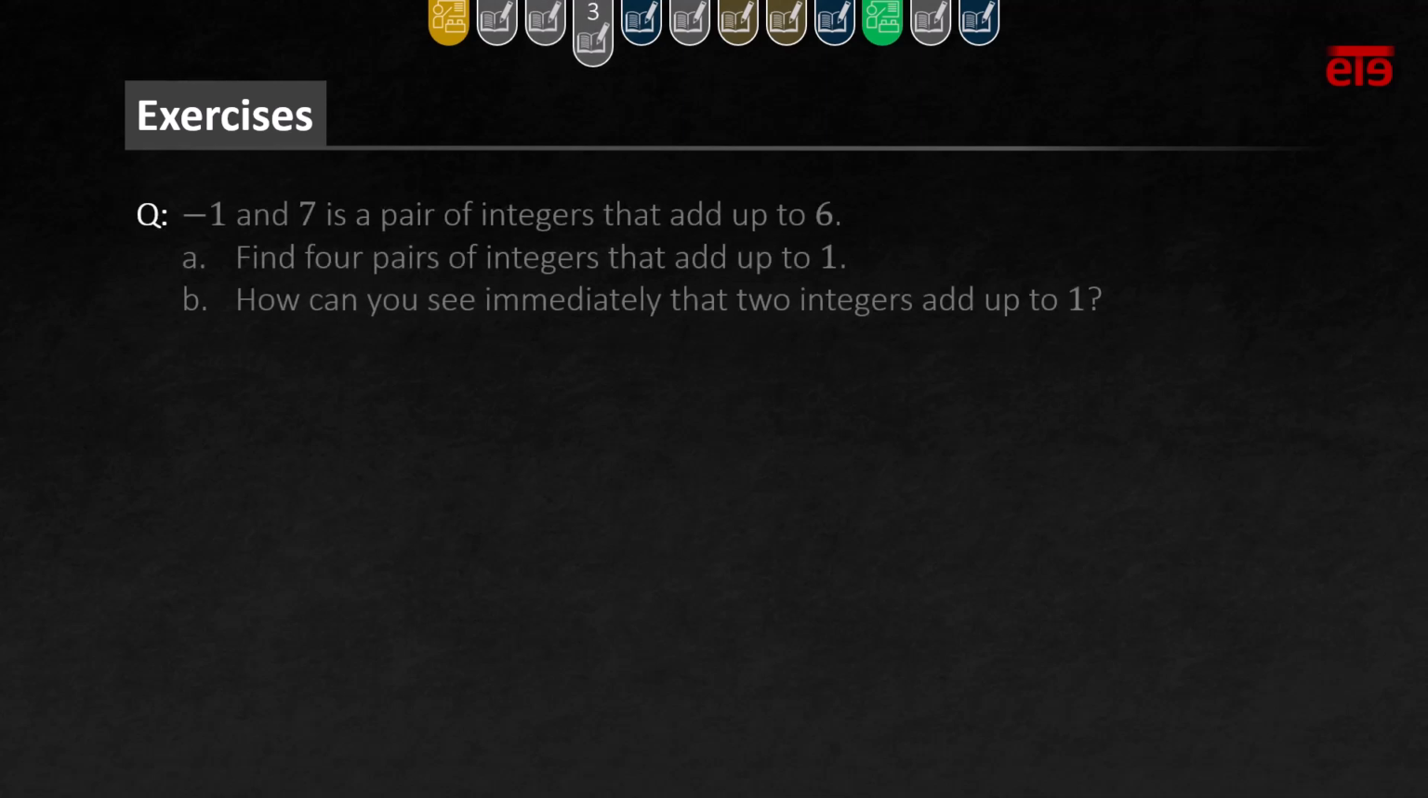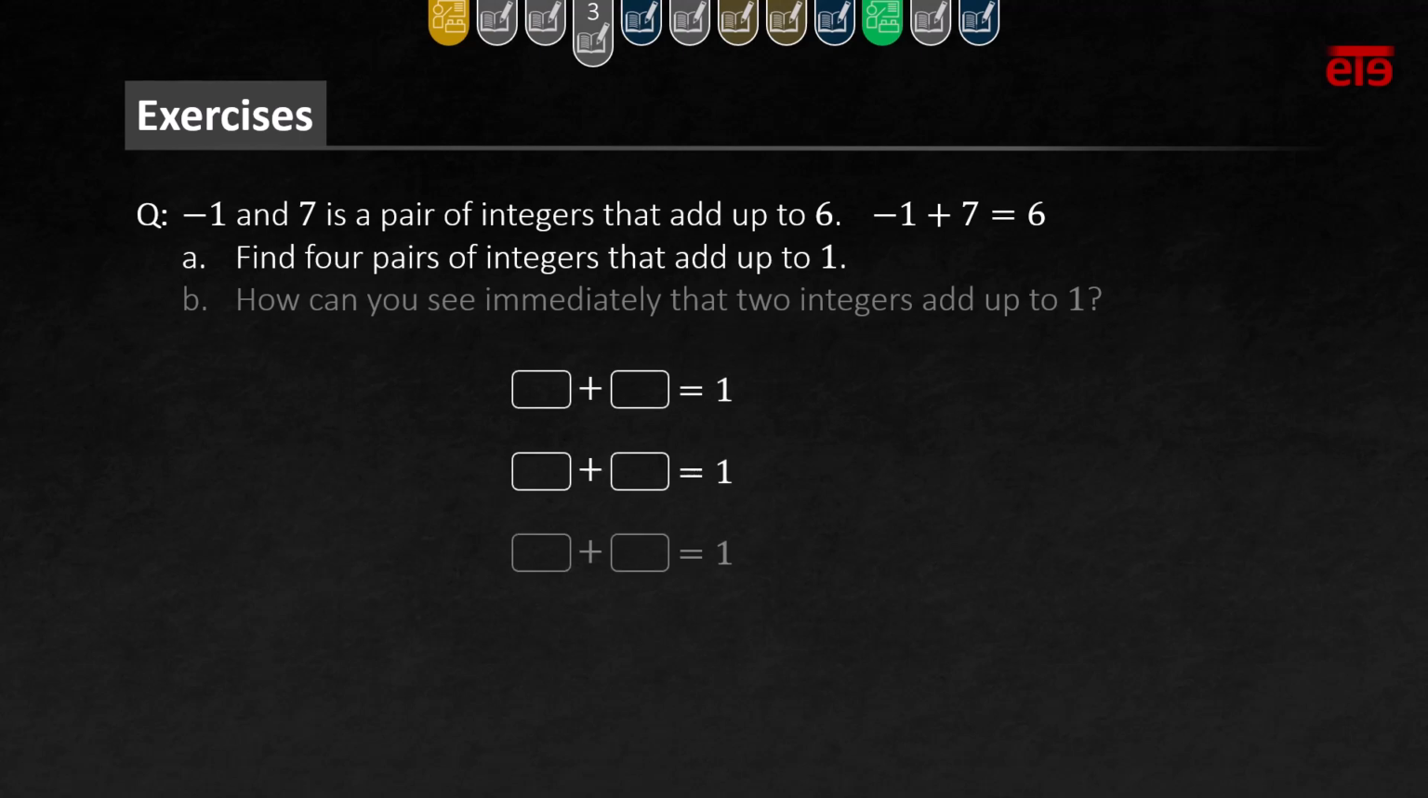In this exercise, the question states that -1 and 7 is a pair of integers that add to 6. Can you find the 4 pairs of integers that add up to 1? There are 4 pairs of integers and they add up to 1. We will assume the first integer and find the other integer.